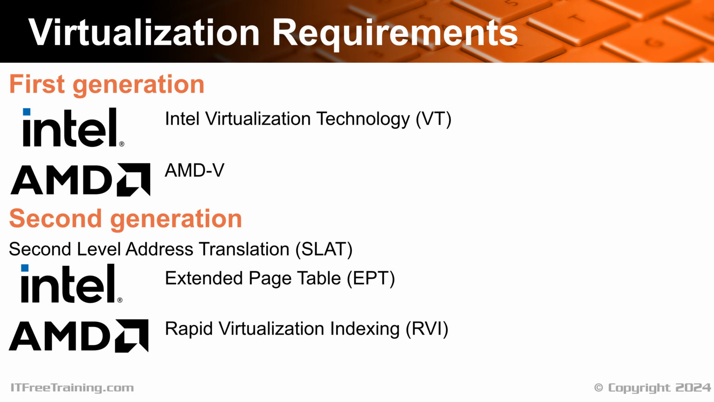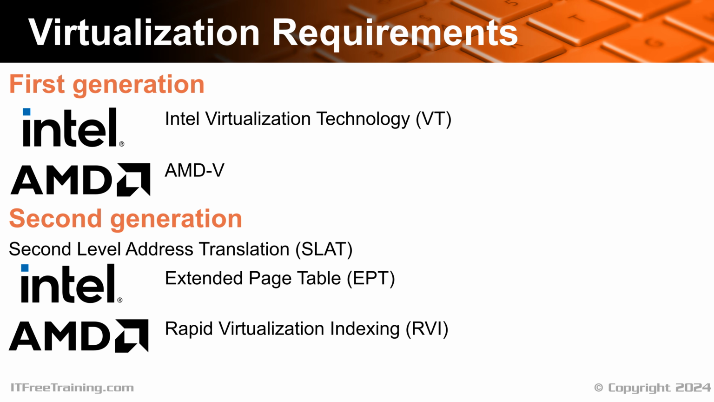Second-generation virtualization was released in early 2011. Since it was released a long time ago, it also has good support in the market. If you have an old system, however, it may not support it. Second generation adds support for second-level address translation, otherwise known as SLAT.